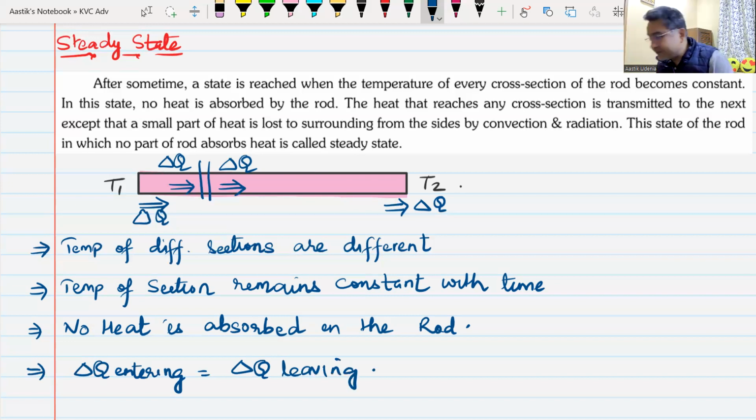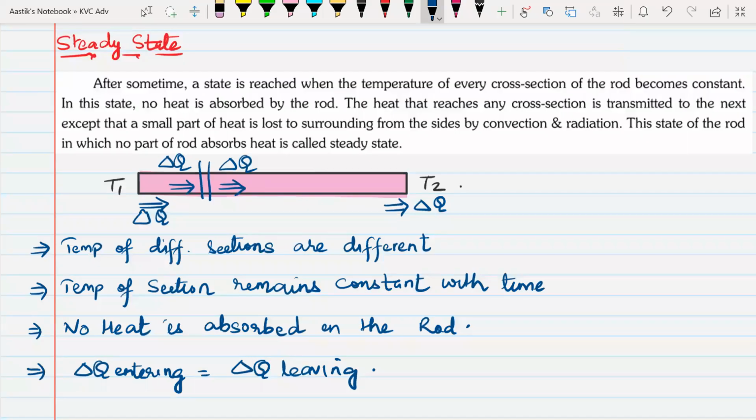This type of conduction, which happens after a long time, is known as steady state conduction. And most of the questions that we are going to deal with will be conduction in the steady state. Give you 2 minutes to note this down. Then we can do a small concept which is known as isothermal surface.